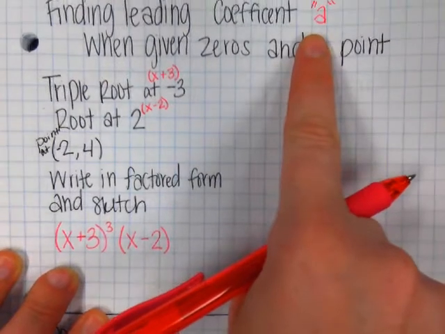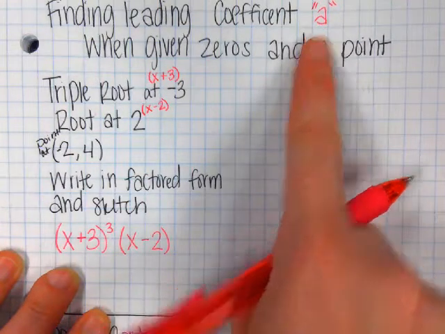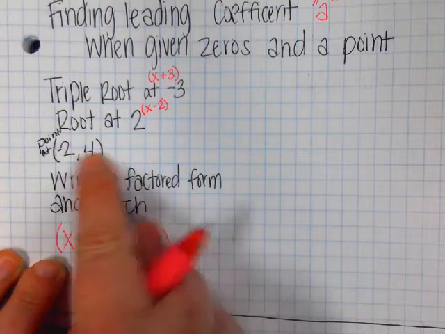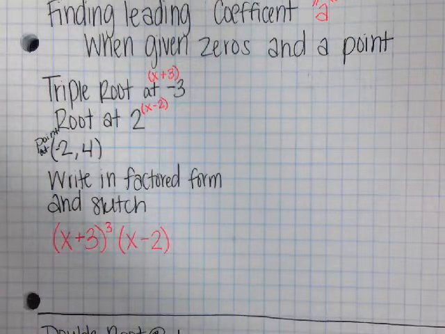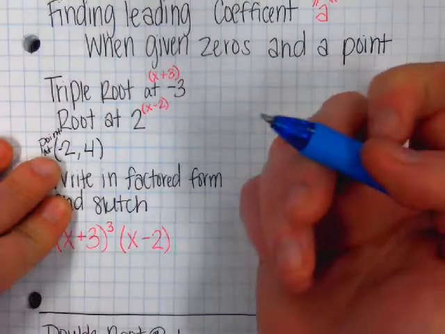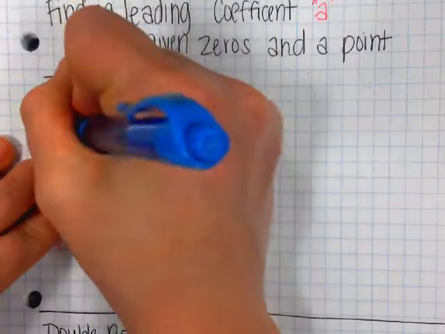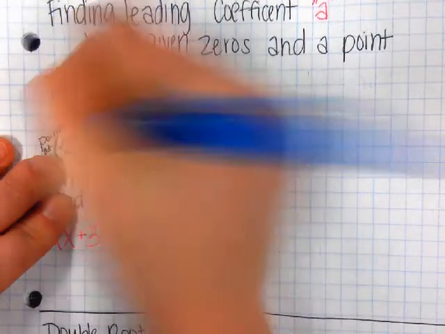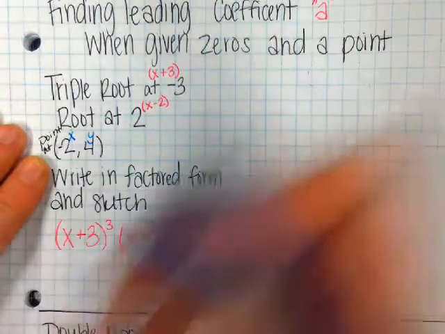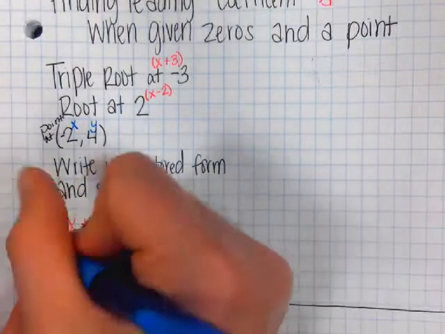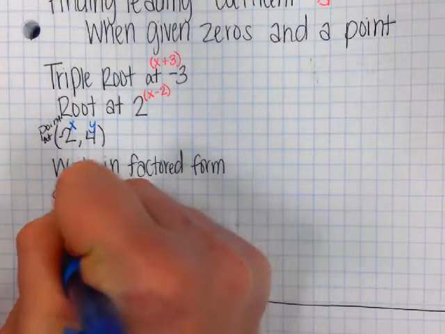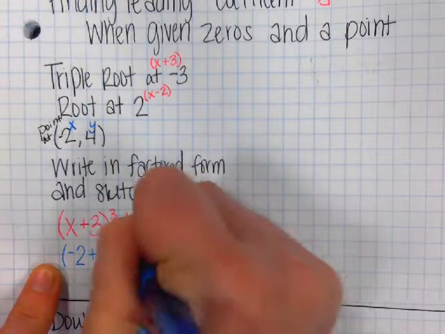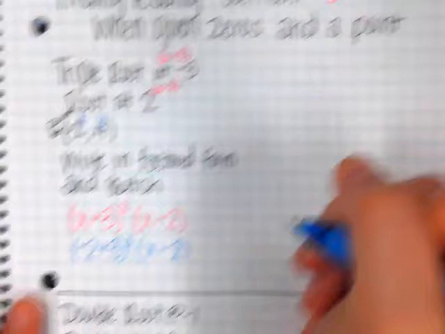Now, if we're finding the leading coefficient, that's whenever I plug in these values. So remember, you're going to take this point. It says that there is a point at -2, 4. So my x value would be -2, my y value would be 4. So I'm going to plug that in for this equation. So it would be -2 plus 3 cubed and -2 minus 2.